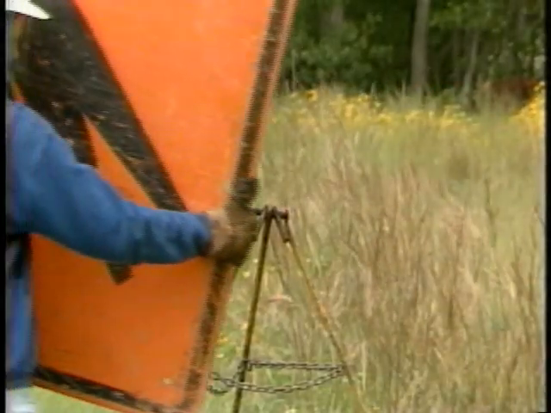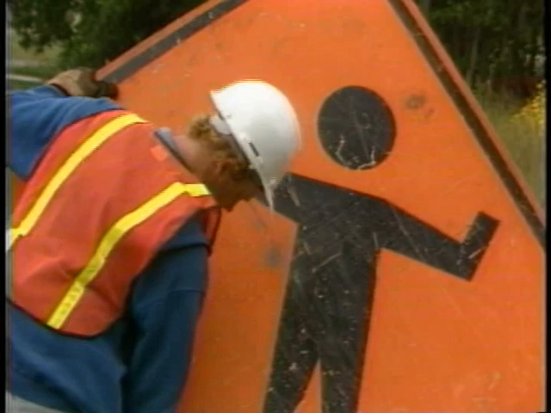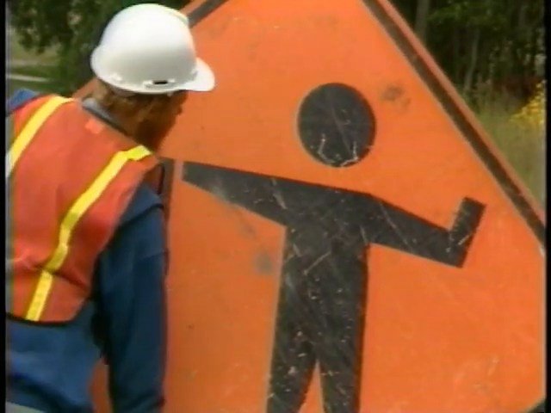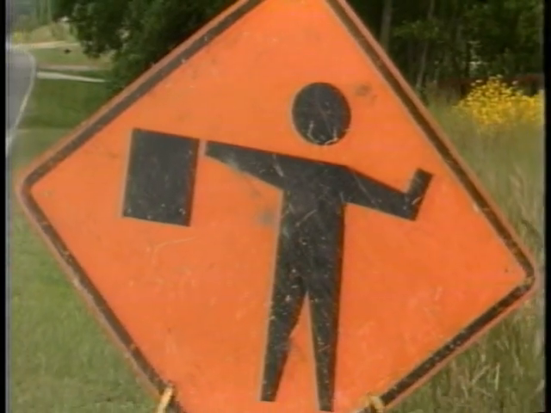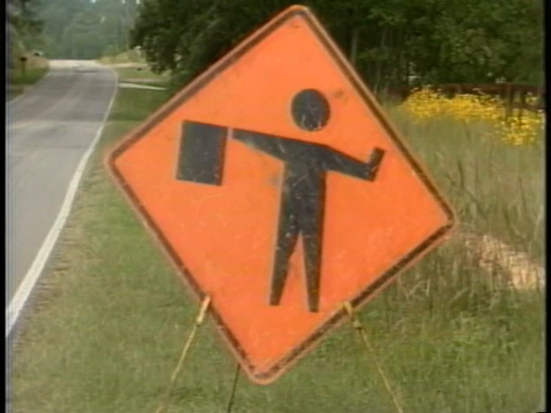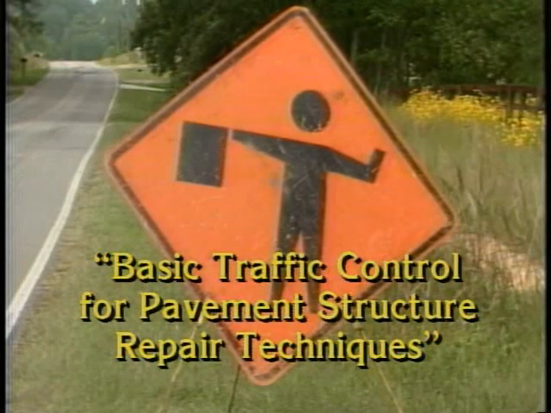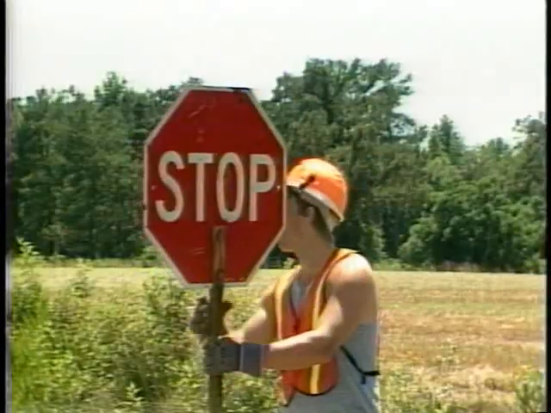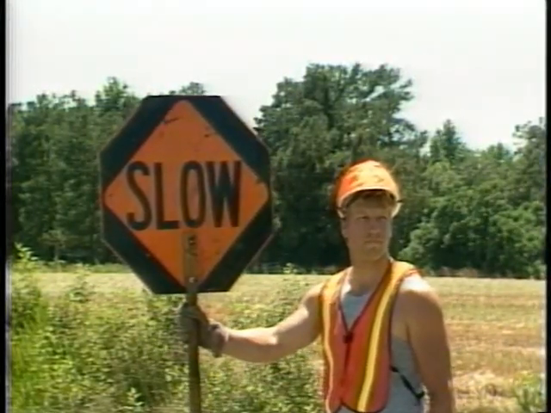Before these activities can begin, however, proper traffic control measures must be in place. The supervisor should consult the MUTCD or other appropriate work zone traffic control standards to determine the traffic control needs. For more information, refer to the supplemental videotape, Basic Traffic Control for Pavement Structure Repair Techniques. With proper traffic control in place, the crack sealing operation can begin.